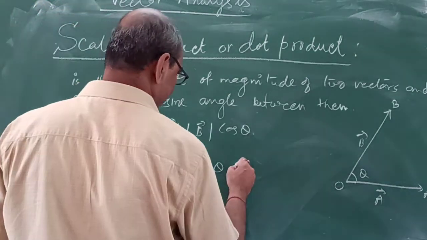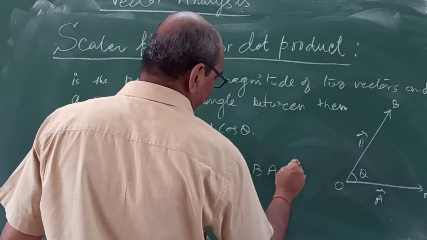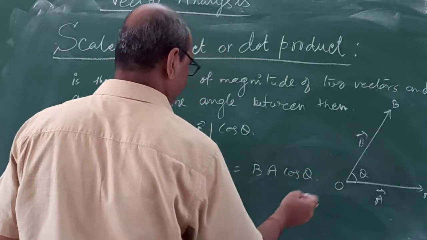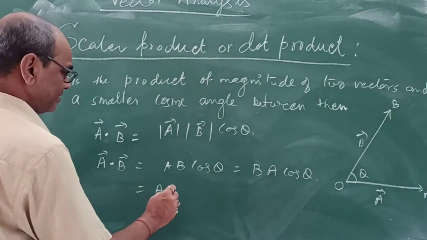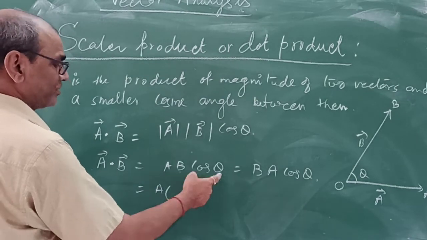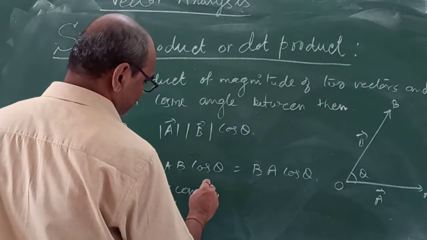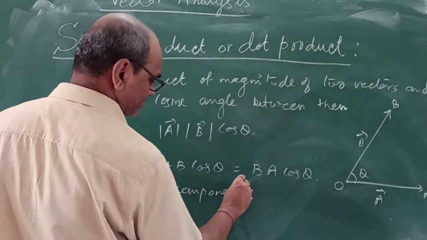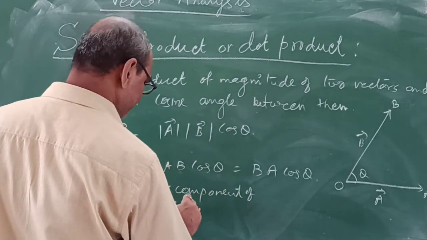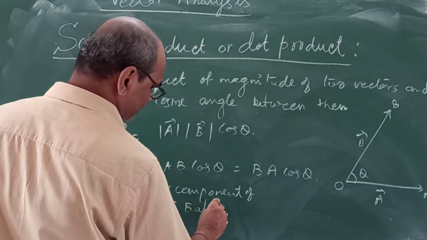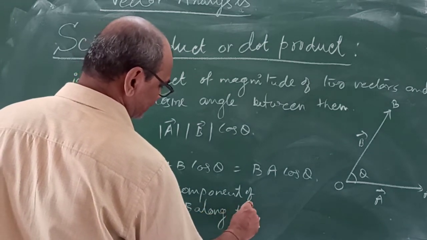Therefore, A dot B is equal to AB cos theta. We can also write BA cos theta, that is A into the component of vector B along the direction of A. Component of B along the direction of A.